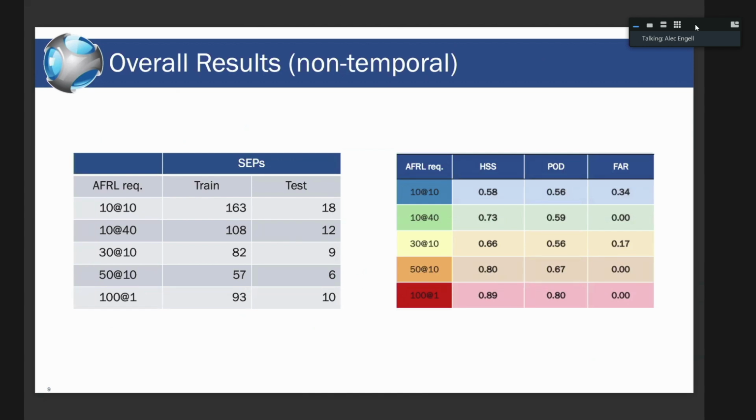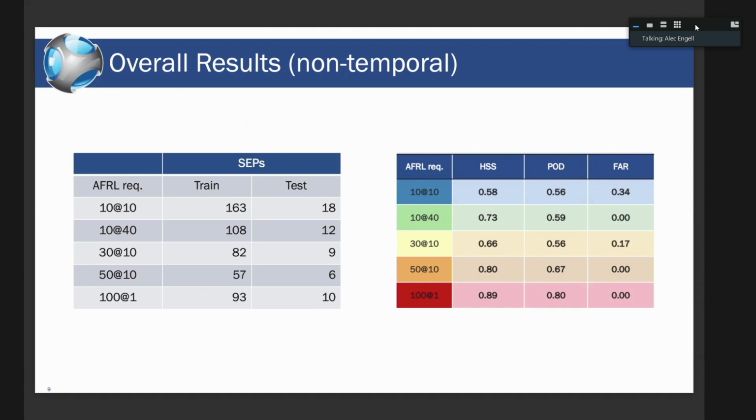So on the left here are the AFRL requirements, 10 MeV at 10 PFU, etc. The SEPs here, we trained on 163 of them. We tested on 18 of them. We did iterate this quite a bit, so there was K-fold validation associated with this. And then on the right, you have the skill scores that the model achieved.